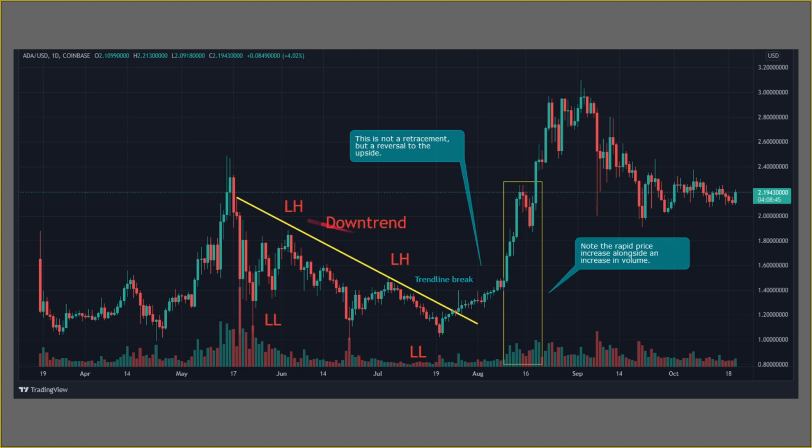Here's an example of a downtrend, a full-on downtrend. We're seeing lower highs followed by lower lows, or lower lows followed by lower highs. This is a clear downtrend from May going into June and July, and then we see a break not only in the trend line but also a shift in the structure of the market.